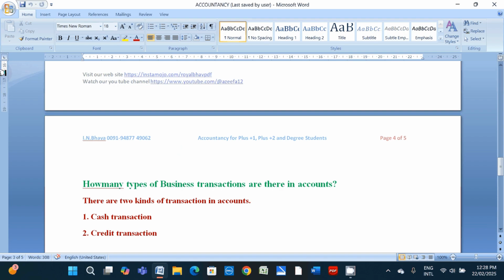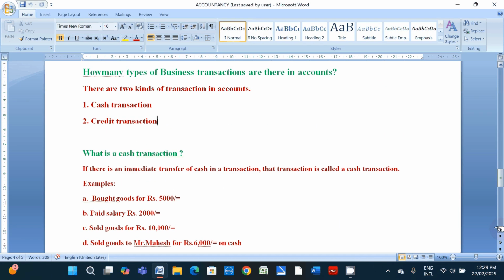Now, another question which is coming. How many types of business transactions are there in accounts? There are two kinds of transactions in accounts. First is called a cash transaction. The second is called a credit transaction. What is a cash transaction?